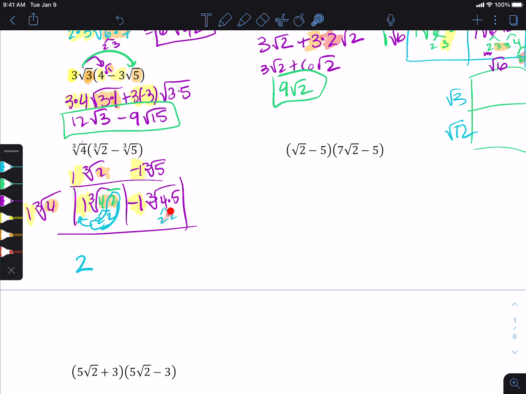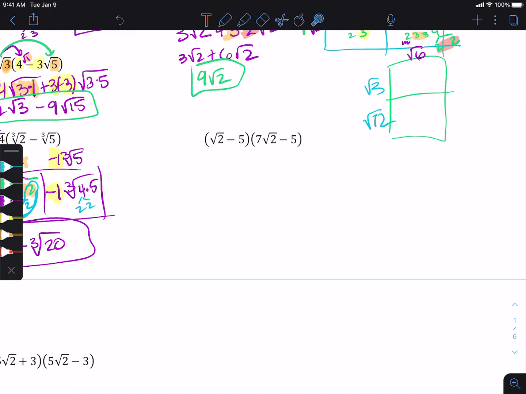I do not have a group of 3 in this radical. I have 2 2's, but not 3 of them, so I can't do anything. So I just leave this as minus the cube root of, and then I'm going to multiply all those numbers together. So 2 times 2 is the 4 times the 5, which gives us 20. So I have 2 minus cube root of 20, and that gives me my final answer.